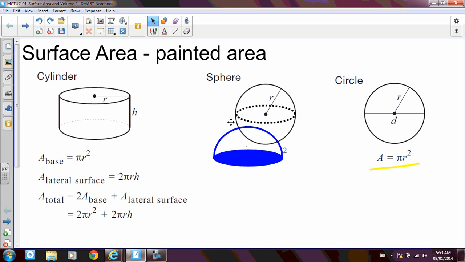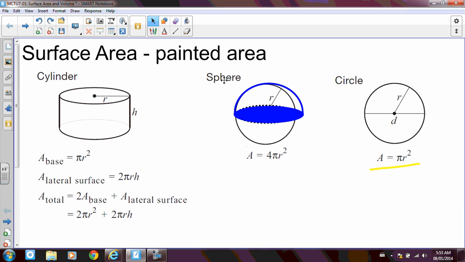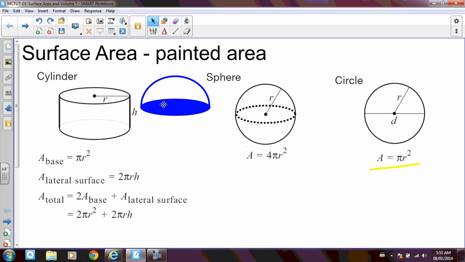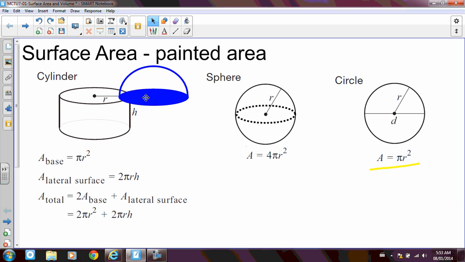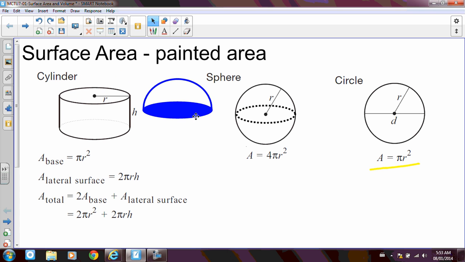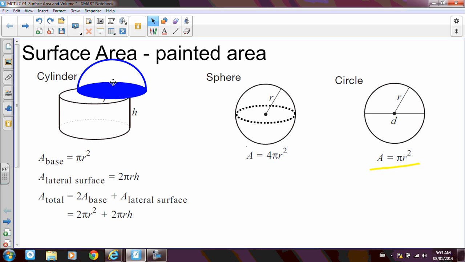So I've got down here, now the sizes aren't the same, but if I took a half a sphere and put it on top of an existing cylinder, what you can hopefully see is that the blue surface of the bottom of the half sphere, sorry, is covering up the surface of the cylinder.